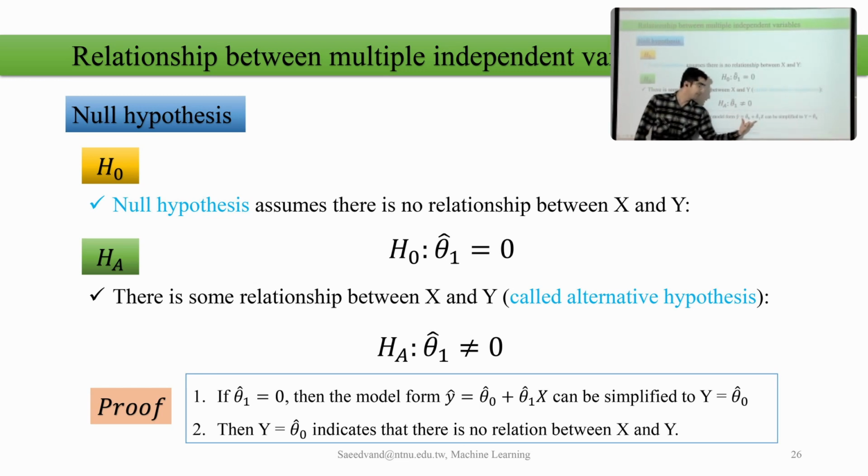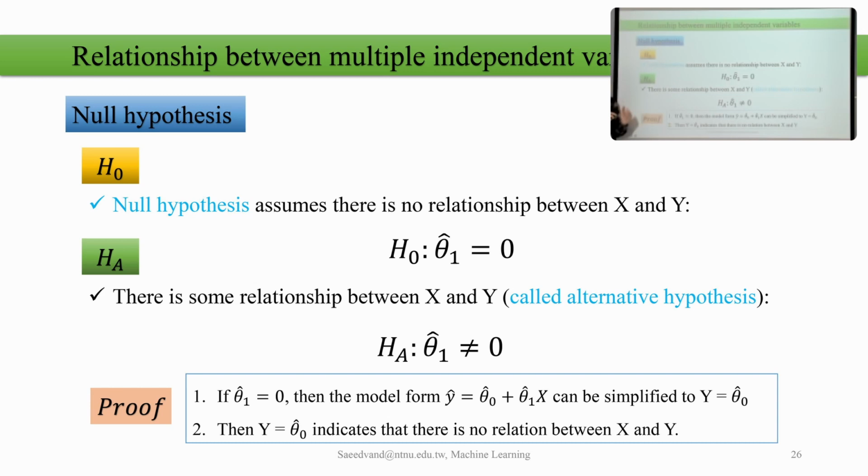Now, if we replace theta hat 1 with 0, what happens? This term over here becomes 0. Then we say y equals theta hat 0. So where is the x then? The x vanishes, right? If x vanishes, there is no relationship. This is the proof, but this is not enough proof.